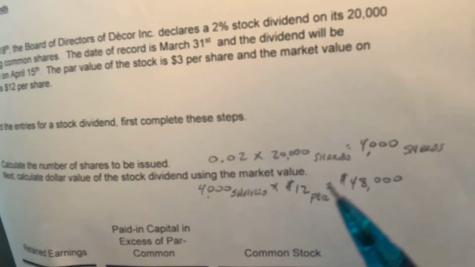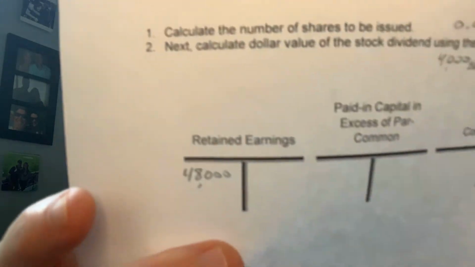Once you have this number, it is going to go as a debit to retained earnings, which is a little strange. Retained earnings is an equity account, isn't it? And we're debiting it here. We're debiting retained earnings by $48,000. We're effectively reducing equity by the value of the shares that were given away. And if you think about that, it makes sense.